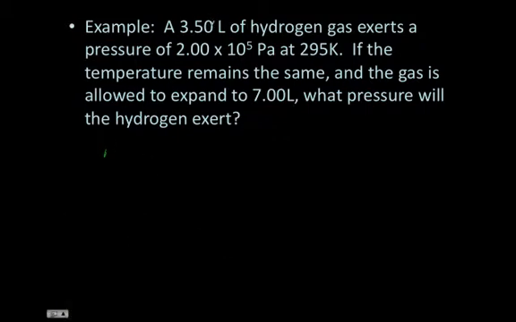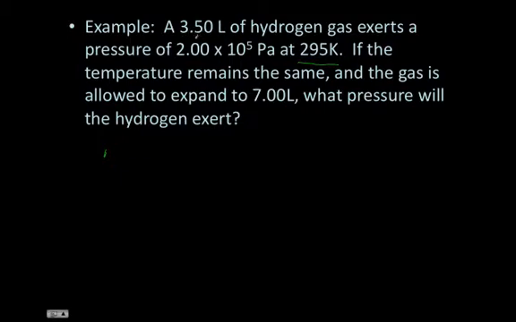All right, so it says a 3.5 liter of hydrogen gas exerts a pressure of 2 times 10 to the 5th pascals at 295 Kelvin. If the temperature remains the same and the gas is allowed to expand to 7 liters, what pressure will the hydrogen exert? So without even calculating anything here, what is happening?